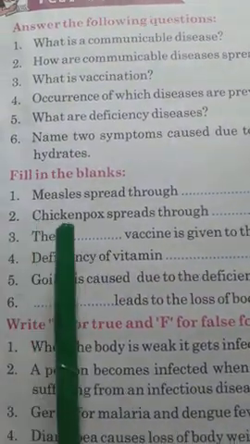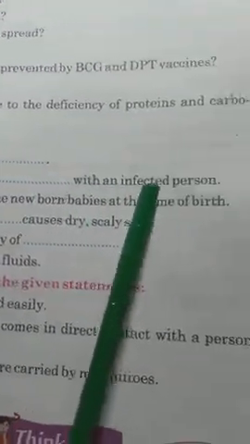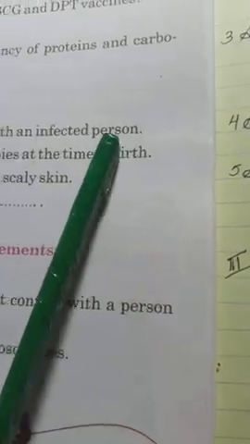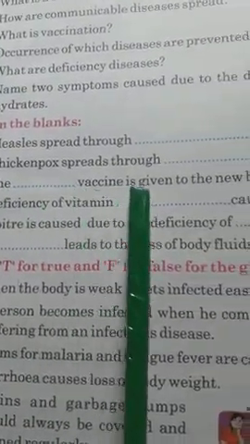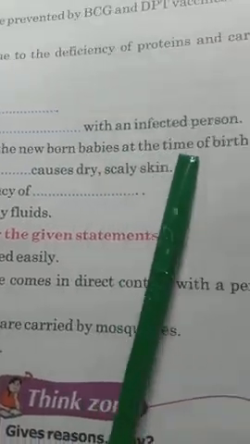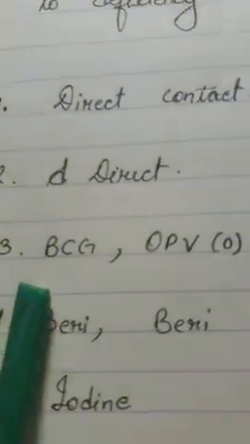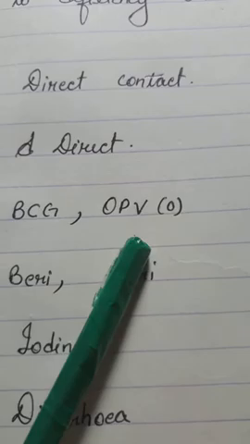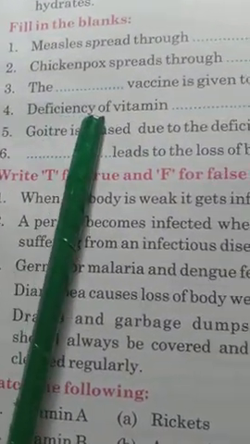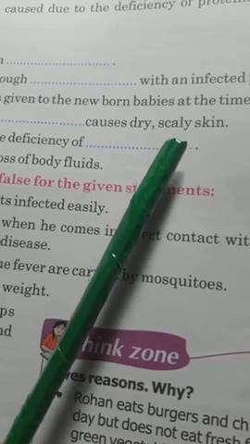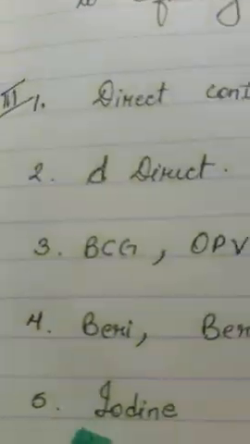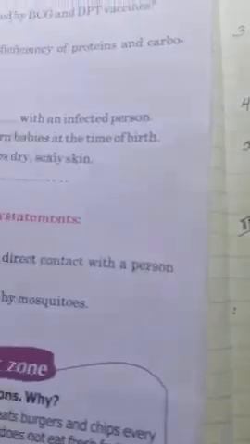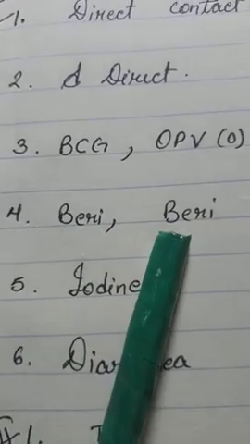Number 2, chickenpox spreads through dash with an infected person, that also direct, okay? 3, the dash vaccine is given to the newborn babies at the time of birth. The answer: BCG and OPV, put a small bracket, okay? Small bracket, put O. Alright? BCG and OPV. Number 4, deficiency of vitamin dash causes dry, scaly skin, that is vitamin A. Number 5, berry. Okay?